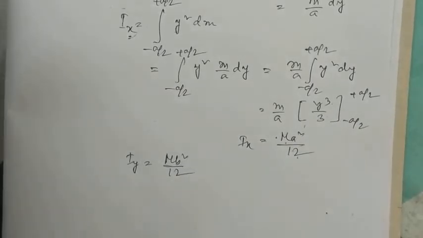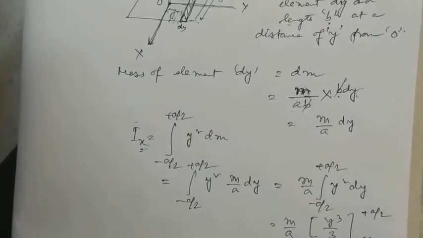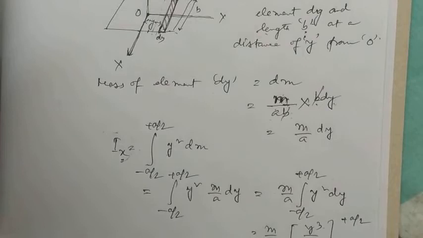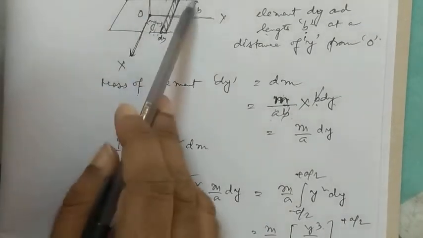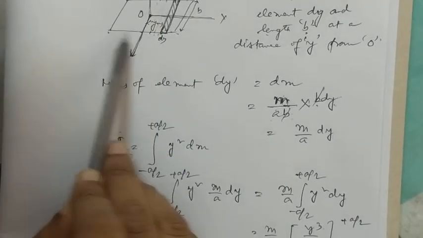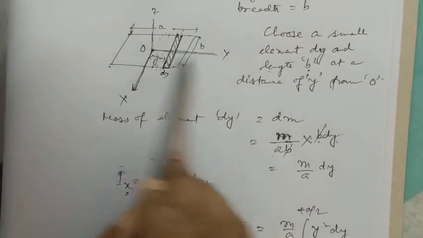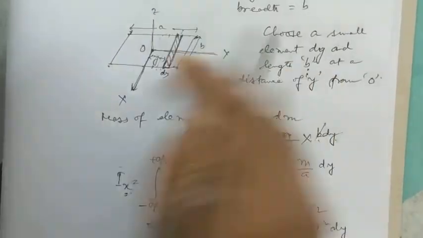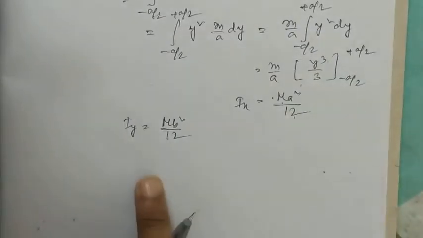So when solving problems, we have to take into consideration the length according to the axis perpendicular to it. If you are finding out the moment of inertia of this rectangular lamina about the x-axis, we have to take the length perpendicular to it, that is a. That means it is m a square by 12. And if we are taking the moment of inertia about the axis y, then you have to take the length perpendicular to that axis, that is m b square by 12.